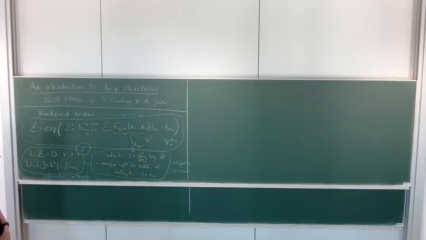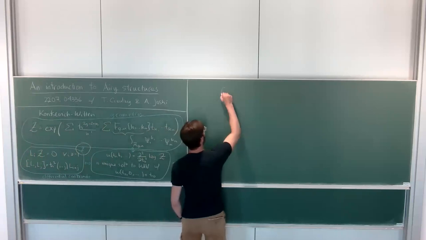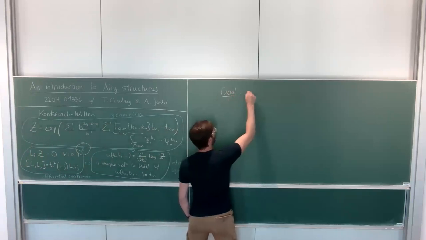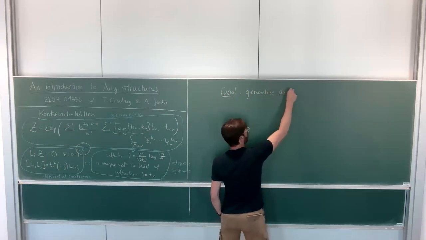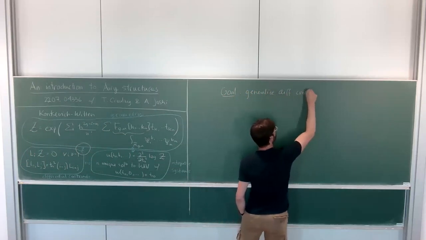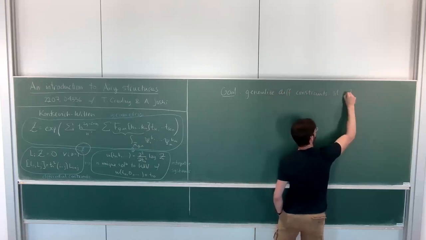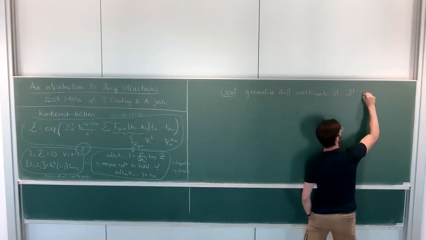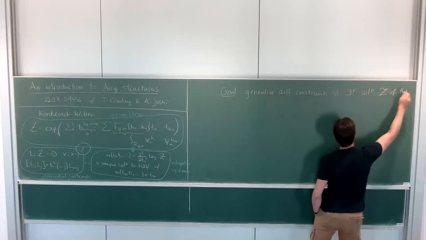So, okay, that's the general idea. So the goal is to generalize the differential constraints such that there always exists a unique solution Z of the form.